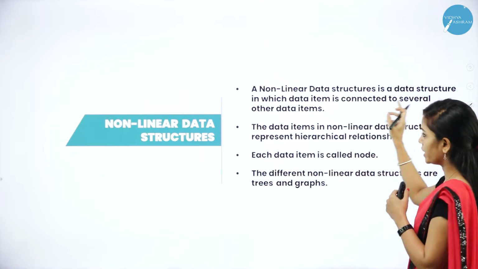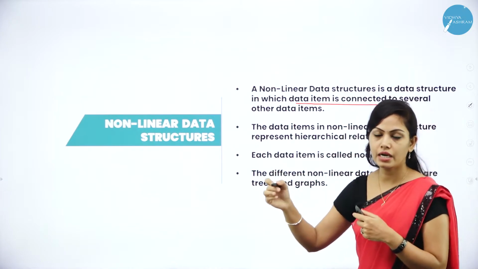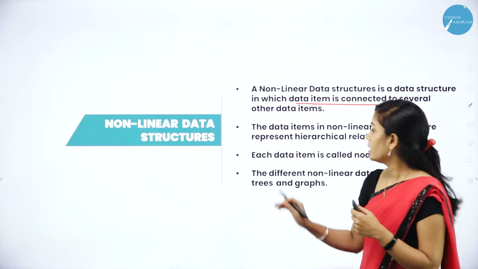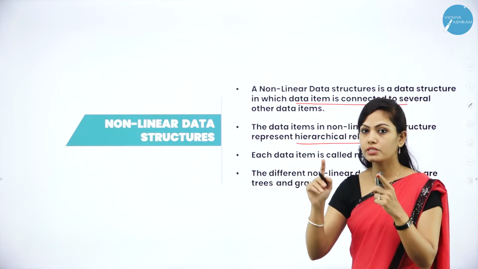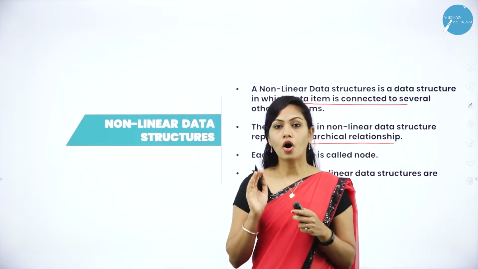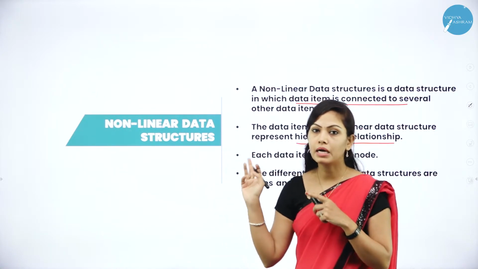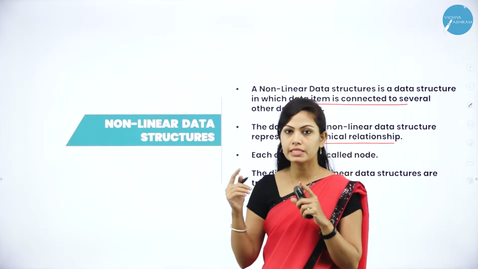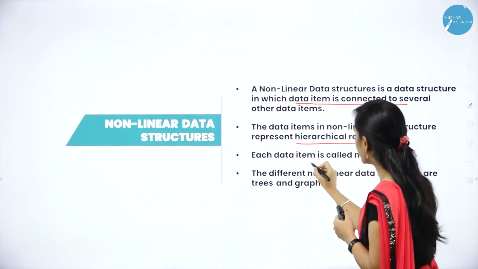A nonlinear data structure is a data structure in which a data item is connected to several other data items. So, here one data item is connected to several data items, and the data items in nonlinear data structure represent hierarchical relationship. Next I will tell what is the meaning of hierarchy. So, nonlinear data structure follows hierarchical relationship. All the data elements in nonlinear data structure cannot be traversed in a single run. It is having multiple levels, but linear data structure is having only one level, but nonlinear data structure is having multiple levels, and it is represented in hierarchical relationship. Each data item is called as node.